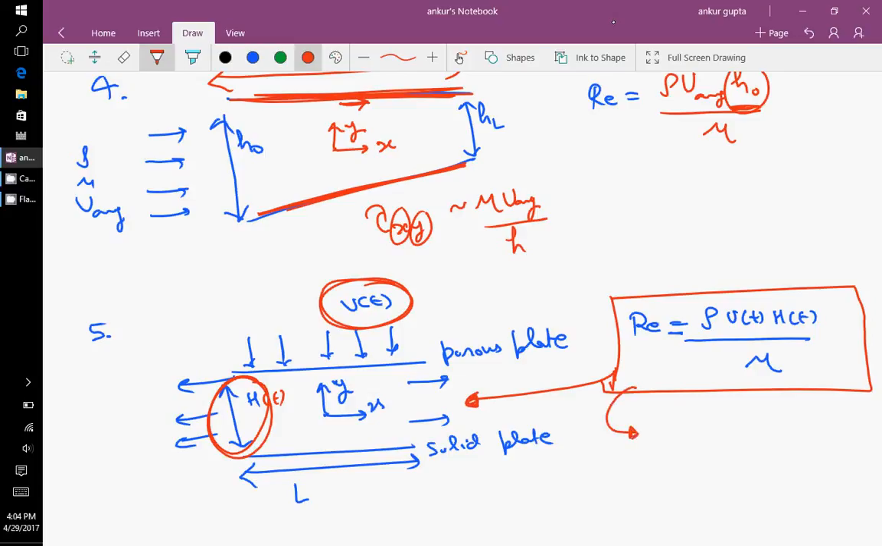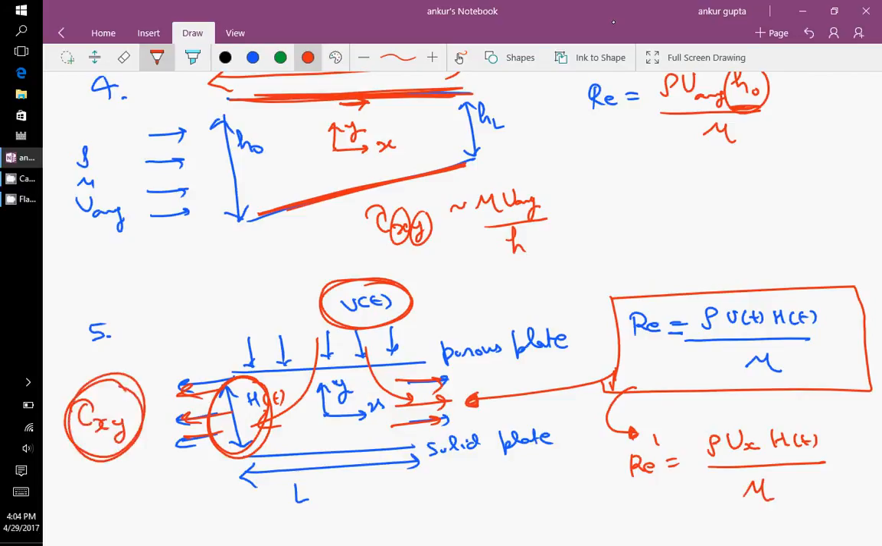If we go by the logic of the way we were defining the Reynolds number till now, we should write this as a Reynolds number with velocity in x direction, because this is the velocity which we care about, the main velocity of flow going from the porous plate flowing out like this, right, times height by mu.